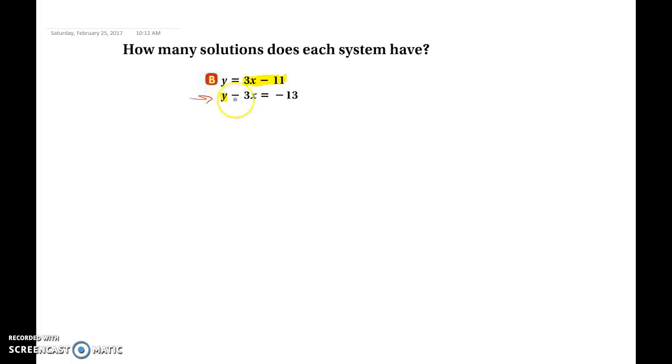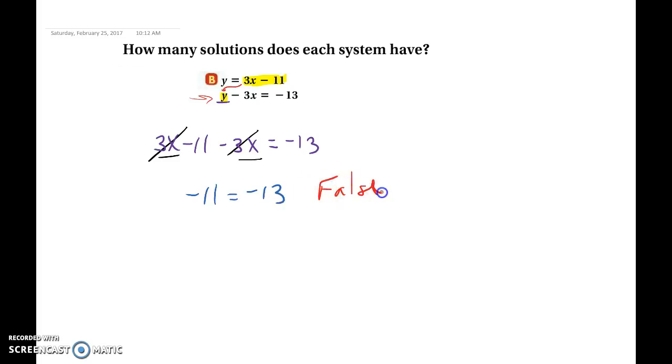If we wanted to, we could solve for this y and say y is equal to 3x minus 13, but we're just going to substitute into here. So we have 3x minus 11 for y, minus 3x is equal to negative 13. The same as the other one, we'll combine our like terms first. 3x minus 3x, they cancel each other out because that will be 0x. And then we get negative 11 is equal to negative 13. Well, that's not a true statement. That's false. That can never, ever be possible. Negative 11 is not equal to negative 13. So since it is a false statement, we would say no solution, or inconsistent.